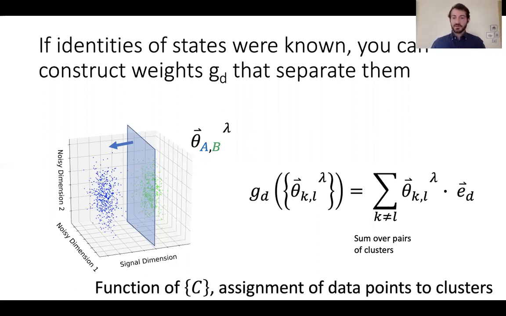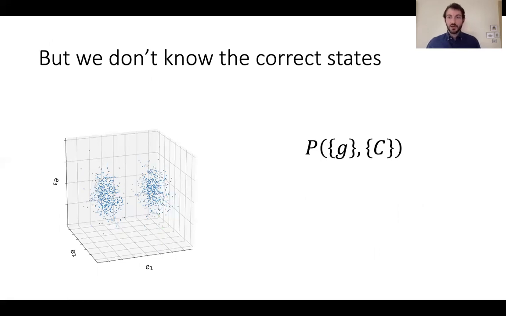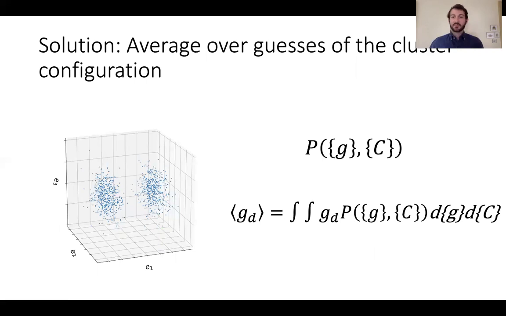But again, this is a function of the cluster assignment. This is a function of knowing that I have blue clusters and I have green clusters, which I don't actually know. If I don't know the states, if I don't know which color the points belong to, I have some joint probability distribution over my weights and my cluster assignments. Because again, if I knew one, I could maybe guess the other, but I don't know either. The solution we came up with is to average over the clustering assignments. That's because we don't know how many clusters there are, and we don't know the distributions that give rise to these clusters. So instead, we're going to make a lot of guesses about what those cluster assignments are, and then we're going to weight our dimensions according to how well they do on average over all those guesses.